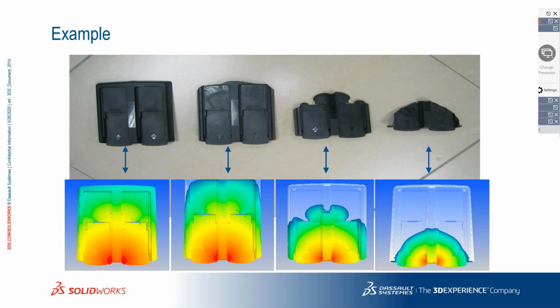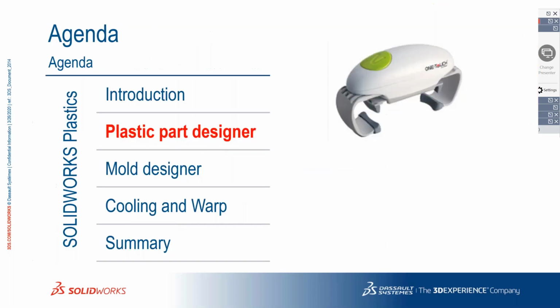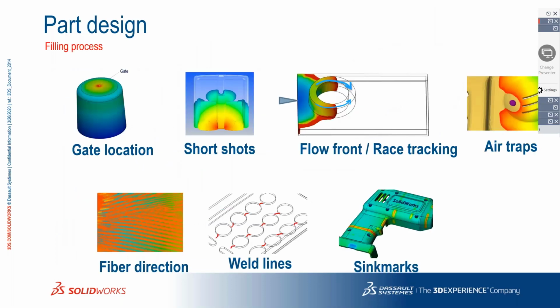So as we were discussing, this is the material database, over 4,000 materials and supplier specific. Let us see what is there in the plastics part designer. Plastics part designer can help me in predicting the filling process, where you have the options to select the gate location. Of course, the software can also provide you the gate location based on the volume and the geometry of the material, and the user also has the option to select his identified gate location, and you can predict shots once you start running the filling process. You can predict the shots.